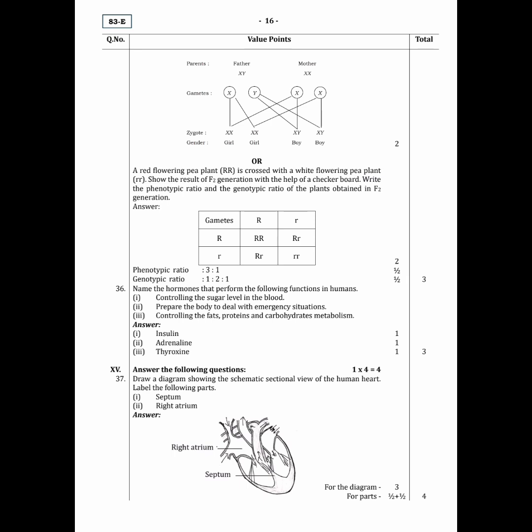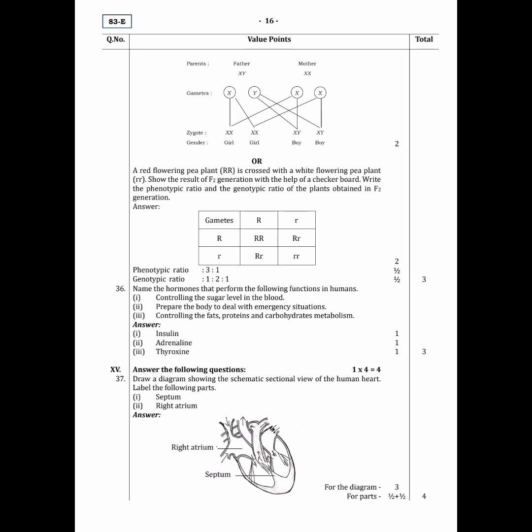Question number 36. Name the hormones that perform the following functions in humans. Sub-question 1. Controlling the sugar level in the blood. Answer is insulin. Prepare the body to deal with emergency situations. Answer is adrenaline. Sub-question 3. Controlling the fats, proteins and carbohydrates metabolism. Answer is thyroxine.